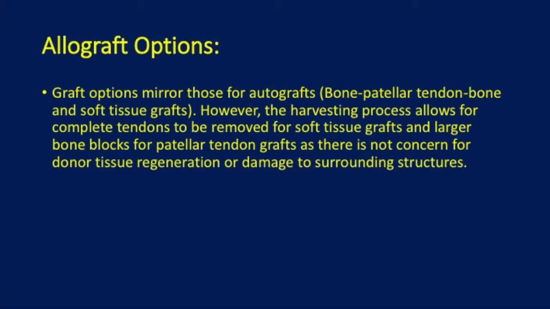Allograft options mirror those for autografts. There are bone patellar bone as well as soft tissue grafts. However, the harvesting process allows for complete tendons to be removed and larger bone blocks to be removed, as there is no concern for donor tissue regeneration or damage to the surrounding structures.